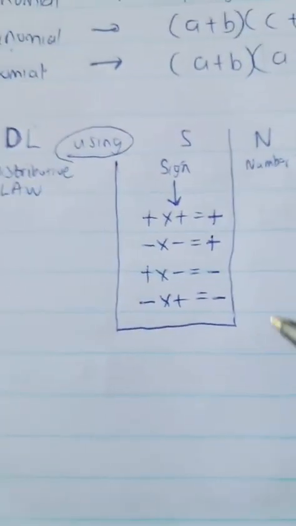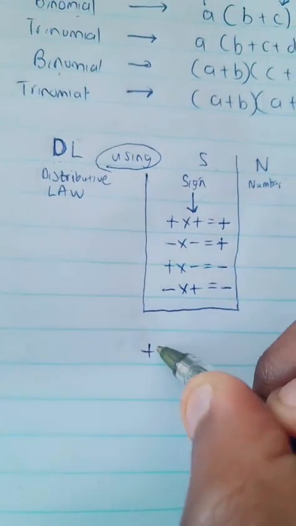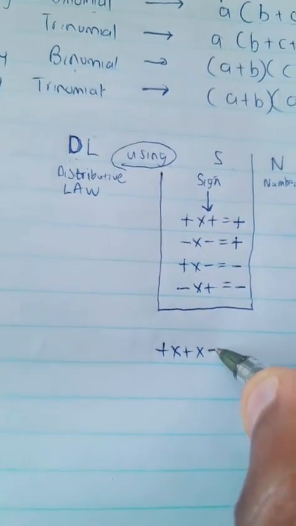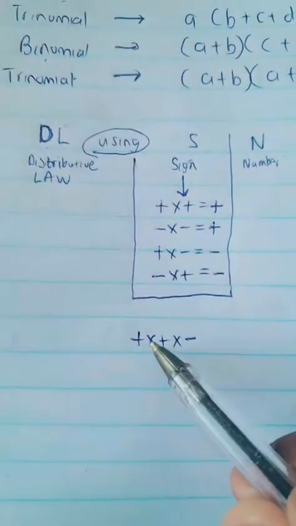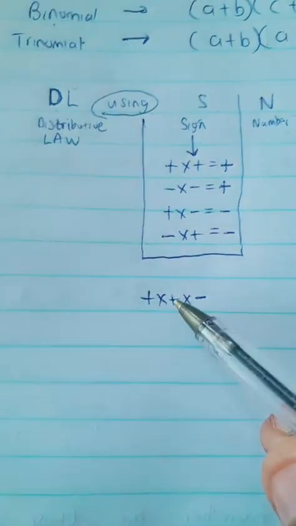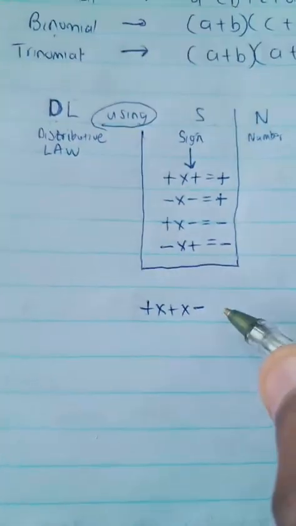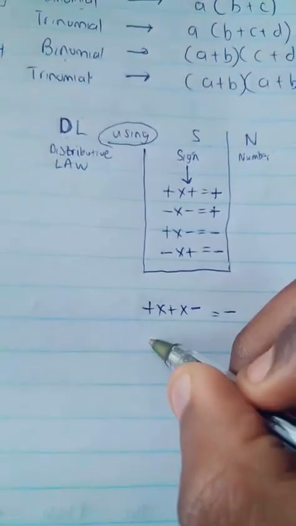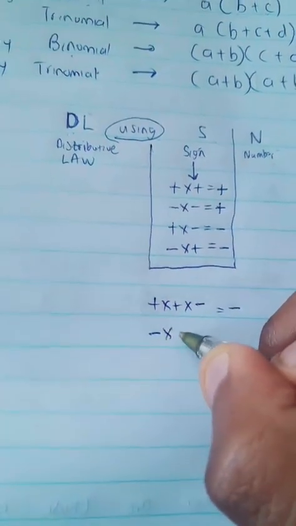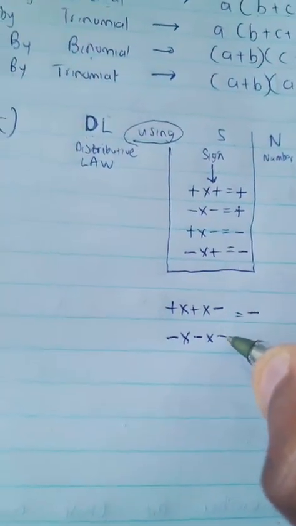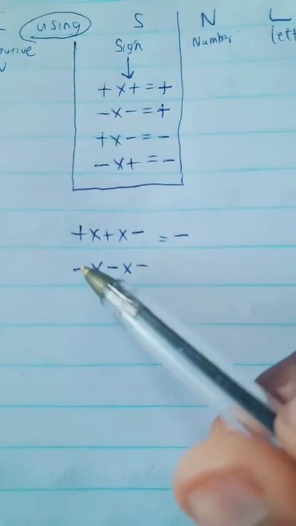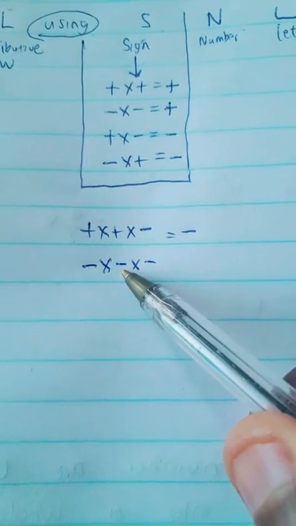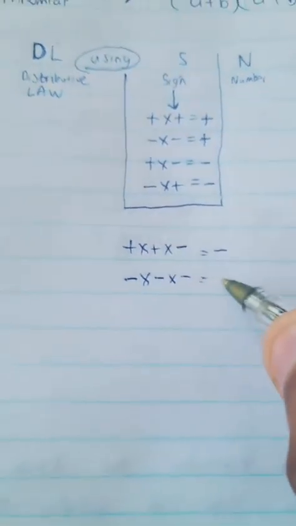But we can always check. So for instance, a positive times a positive will give you a positive. Then that positive times a negative will give you absolutely a negative. Also, a negative times a negative times a negative: if you want to check that one, first you check what a negative times a negative is. That gives you a positive. And then a positive times another negative will give you a negative.